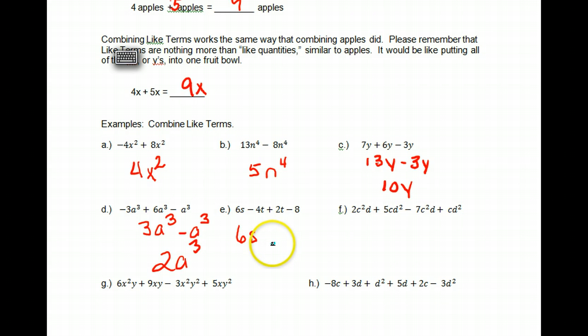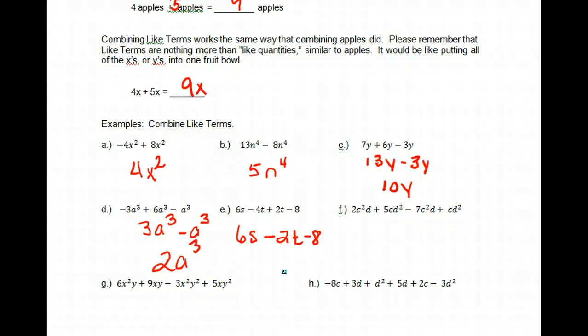Now moving on to the T's, we have negative 4t plus 2t. Those are like terms, so they can be combined. Negative 4 plus 2 does make negative 2t. Lastly, we have a constant. It is the only constant in our equation, so since we have no other constants to combine it with, we are simply going to bring it down. Please keep in mind that in an algebraic expression, your variables should always be written in alphabetical order.